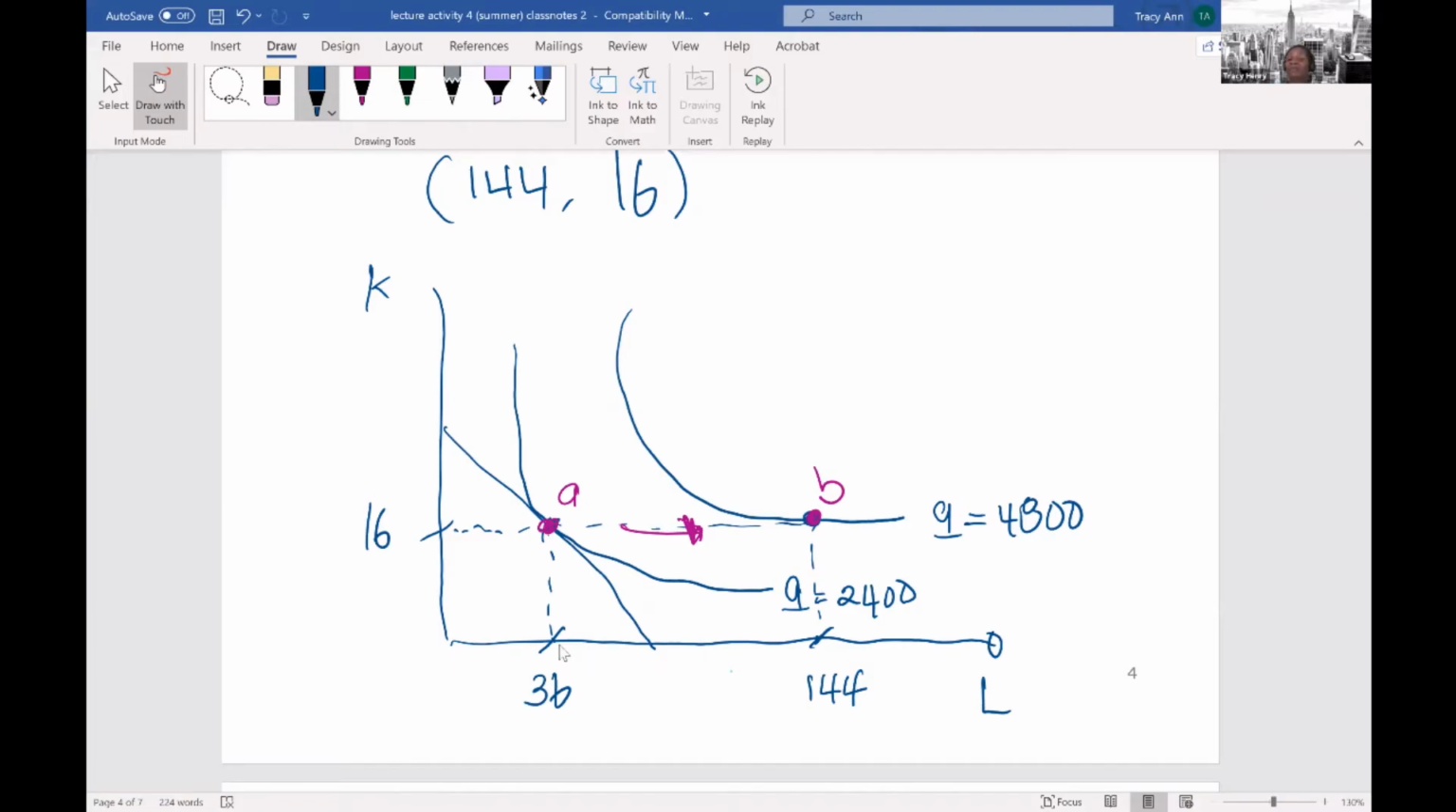I look at what we have been doing. We have established that point A is a cost minimizing point that was determined using the slope of the isocost and the isoquant. My point being, if I go to Q equals 4800, then the slope of the isocost and the isoquant would not be equal at point B.